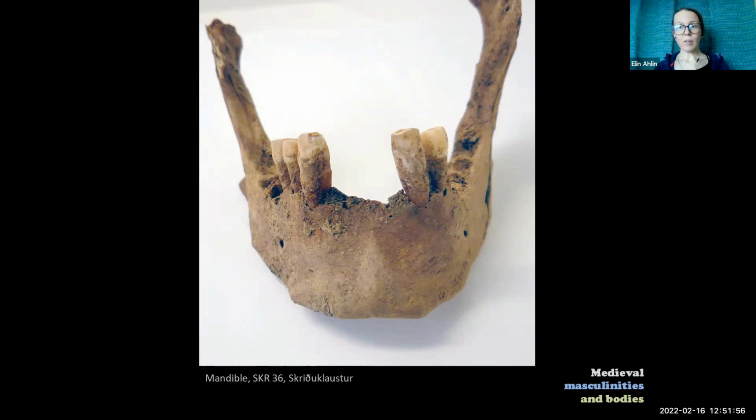But most tooth loss is not due to trauma. In this case, it is part of general poor oral health. You can see, for example, that the roots of the teeth are exposed, so this individual is suffering from severe periodontitis. He also had caries, which is very unusual in medieval Iceland, but there are rare cases. So this person suffered from bad oral health in many respects, and losing the teeth was only part of it.